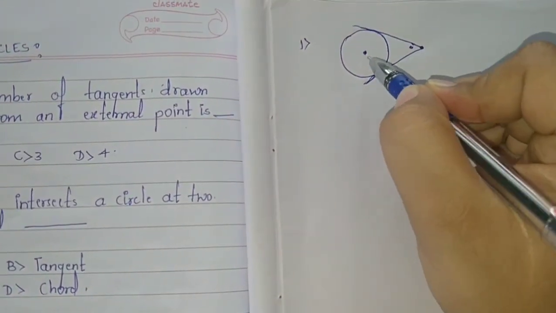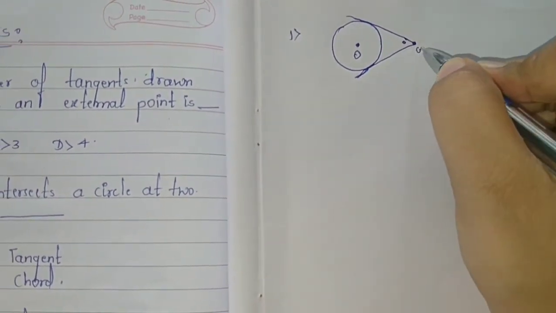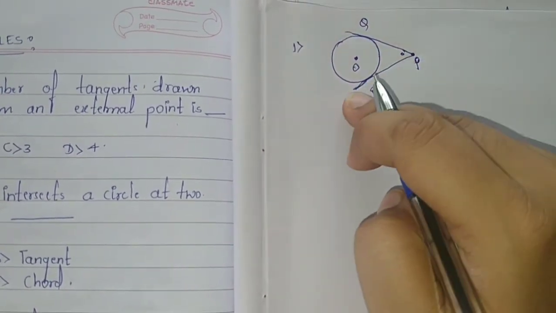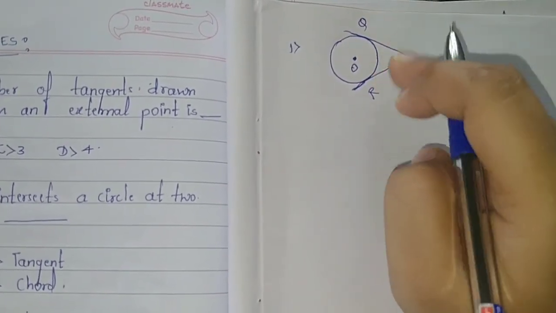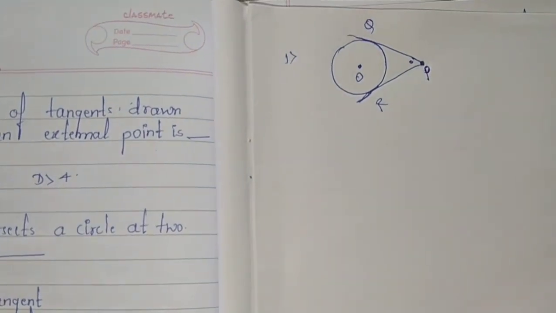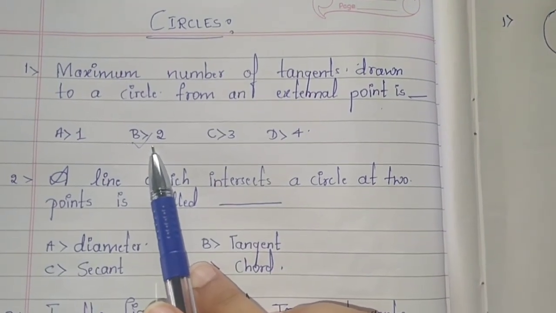This is your circle with center O, right? Now here you can see PQ and PR are the two tangents which can be drawn from an external point. So for that reason the correct answer is option B.